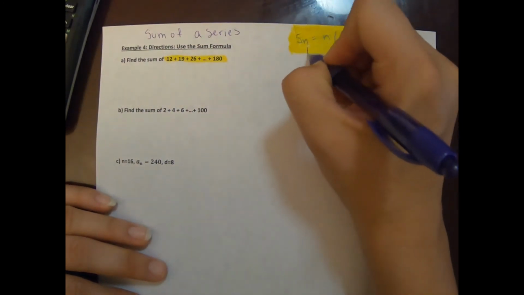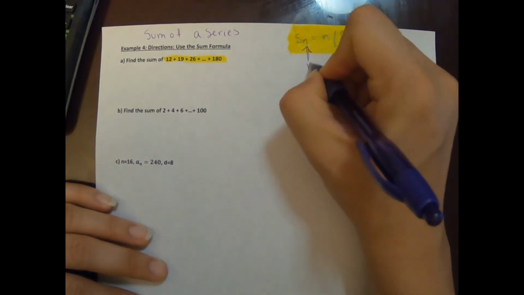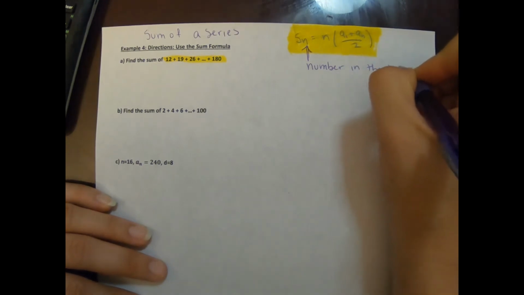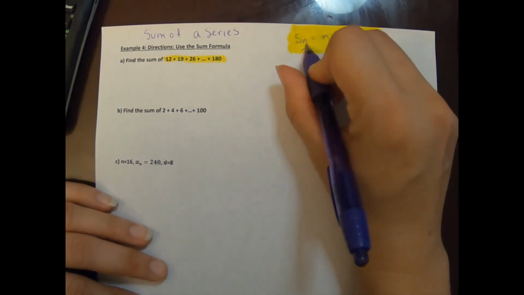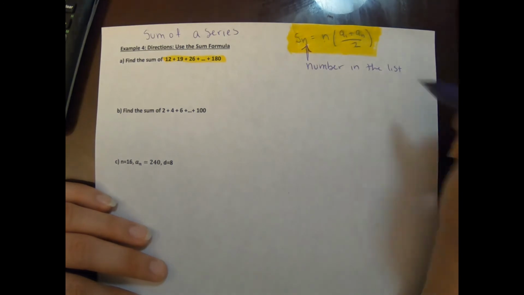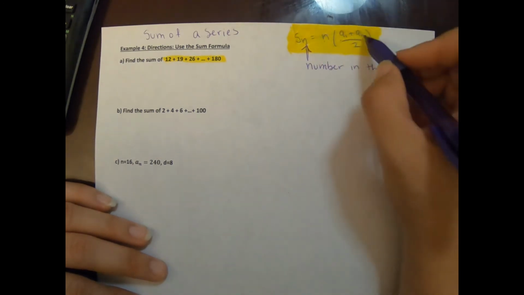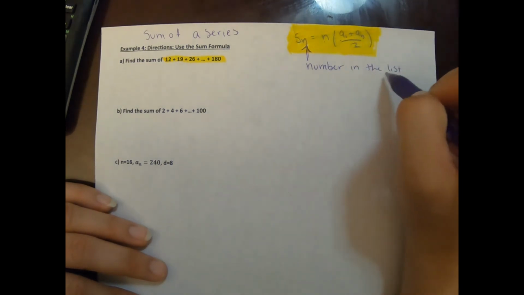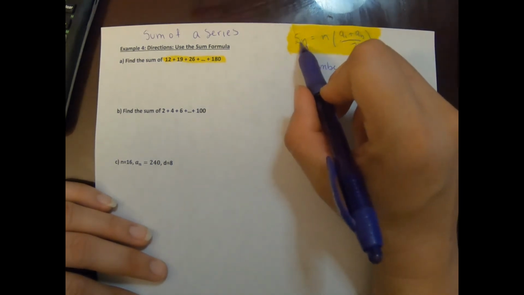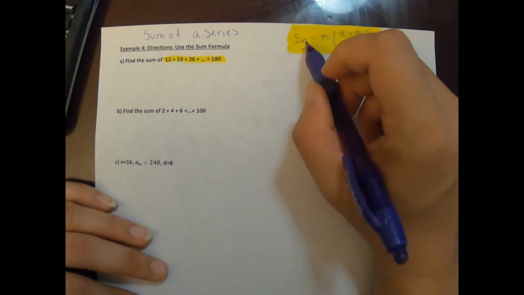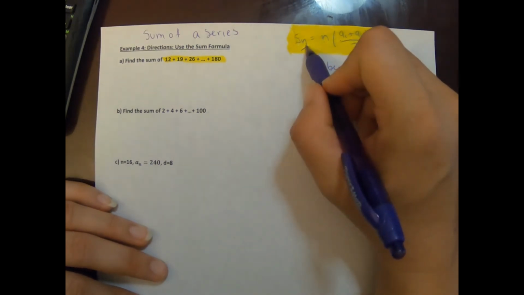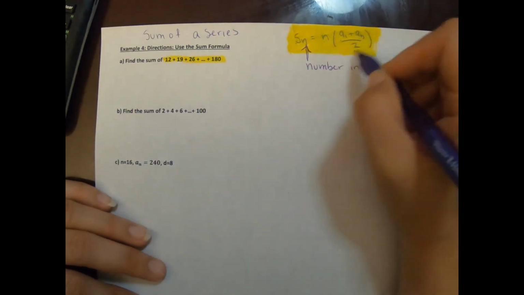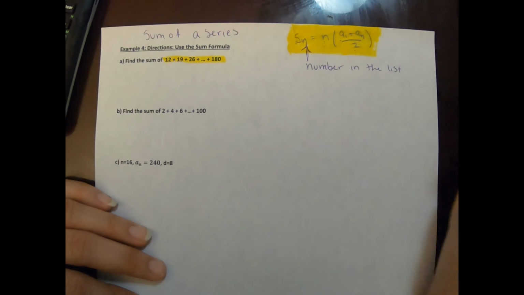So n is still the number you're trying to find, the number in the list. So if you were trying to find the 50th term, you'd put a 50 there and a 50 there. A1 is your first term. A_n is the actual output for that number you're looking for in the list. So if you're trying to find the sum of the first 50 terms, you'd put a 50 here. And if the 50th term was 90, you'd put a 90 here. And then you always divide by 2, because really this is just like multiplying a number times an average.